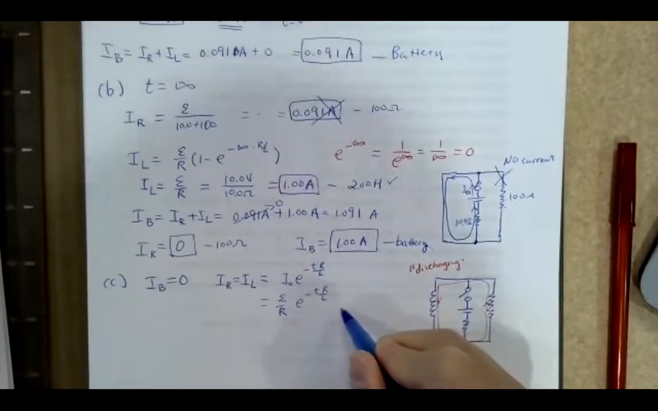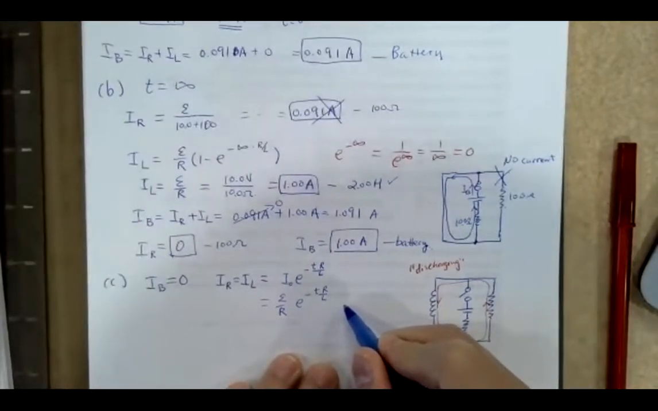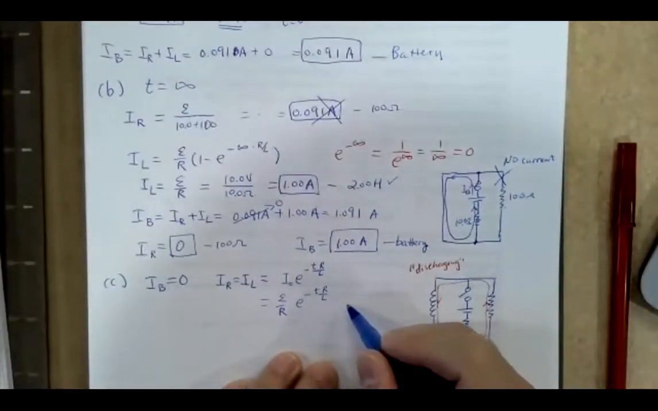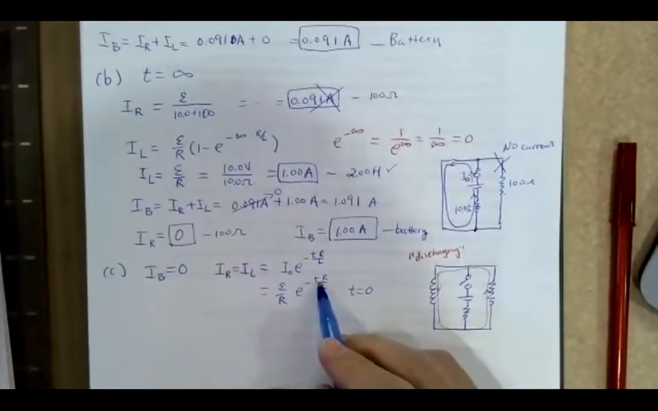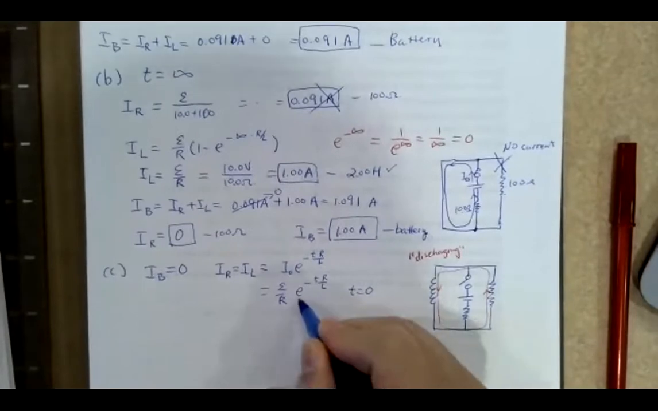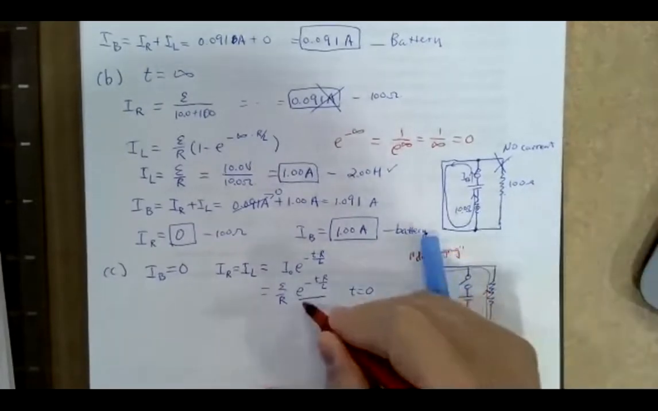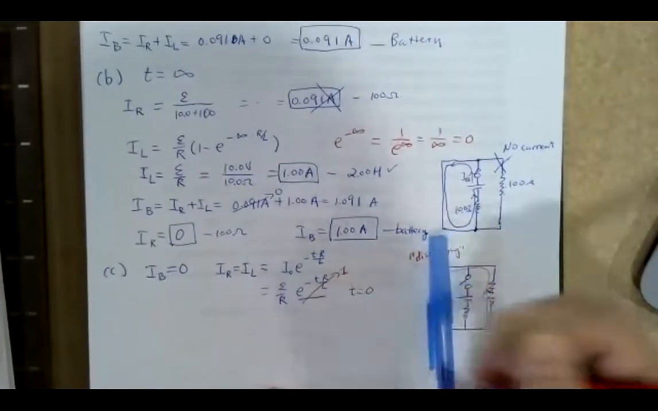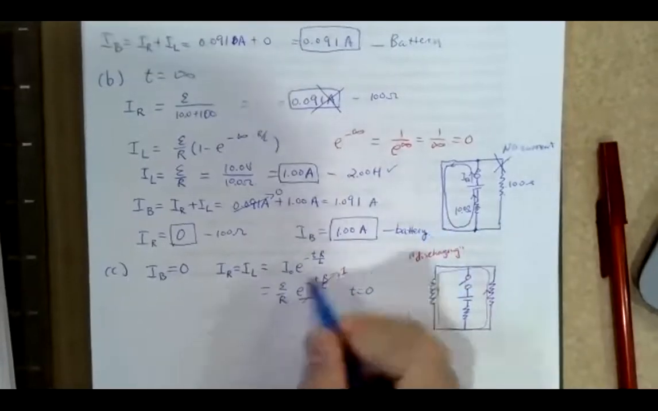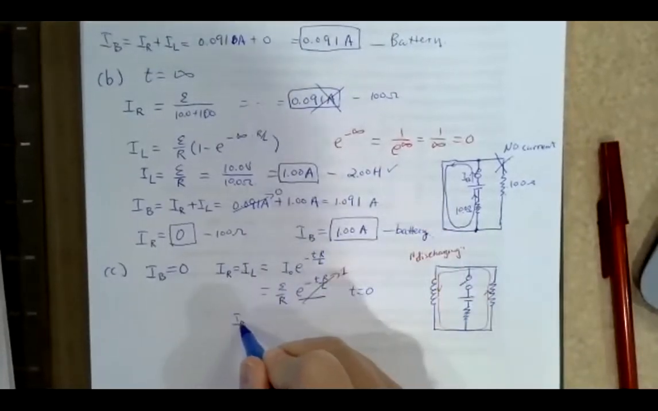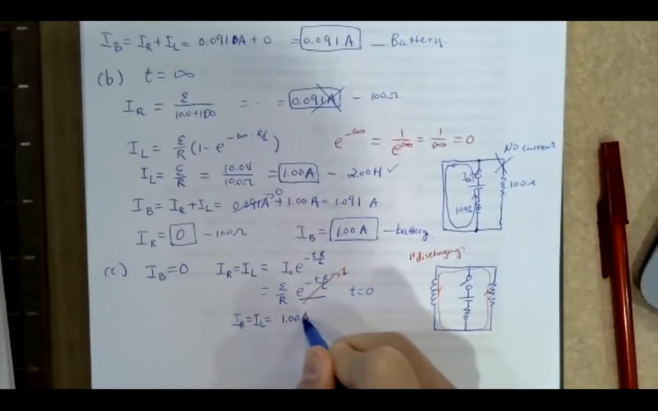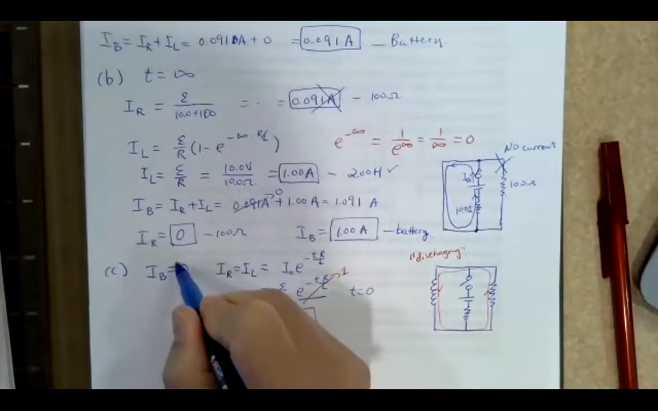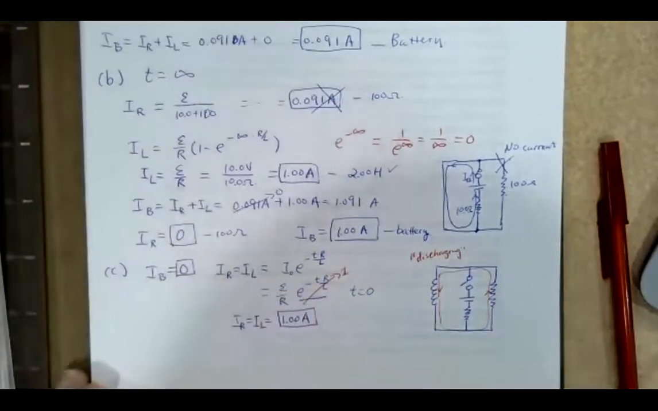Now it's asking for immediately after the switch is opened. So this time t is equal to 0. When you have t equal to 0 here, the exponential function will be equal to 1. So the current in the resistor and the current in the inductor will be the same, 1 amp. And the battery is going to be 0.